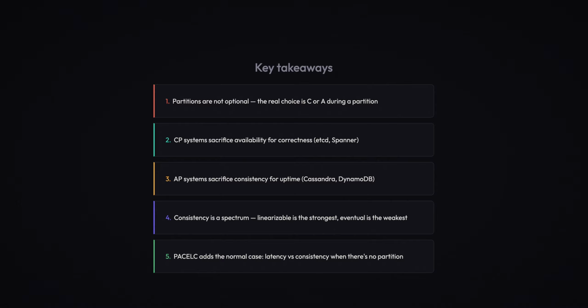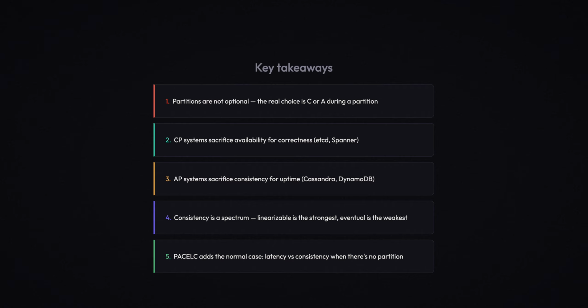4. Consistency is a spectrum from eventual to linearizable. Most applications don't need the strongest level. 5. PACELC extends CAP to the normal case. Even without partitions, you trade latency for consistency.